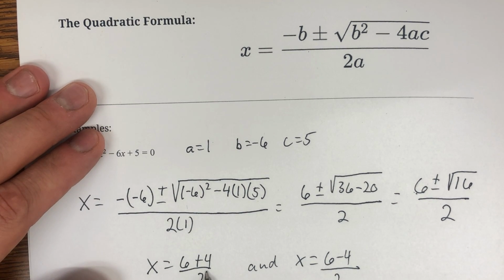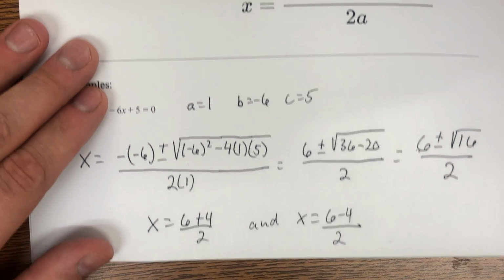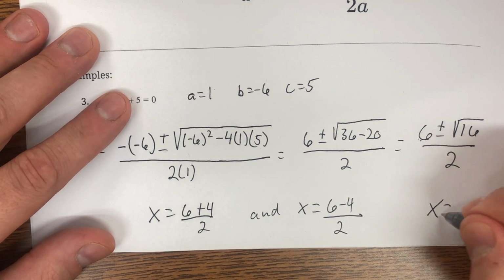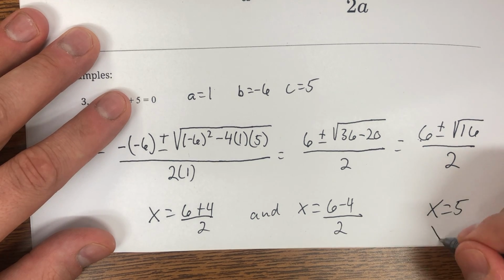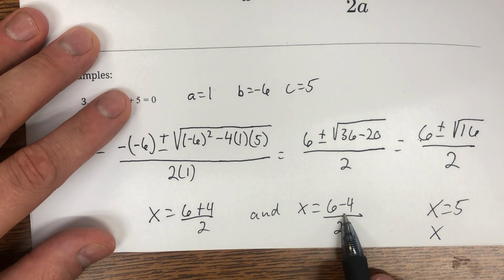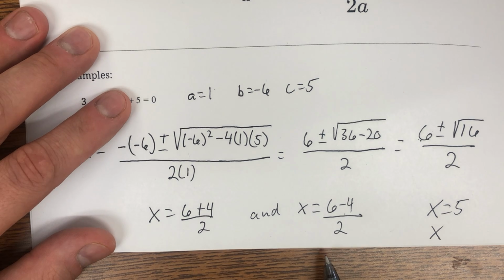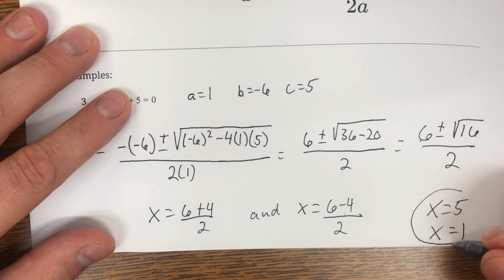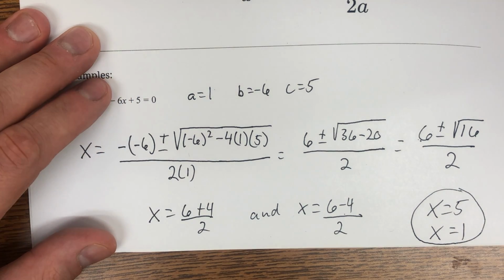6 plus 4 is 10. 10 divided by 2 is 5. So one of our solutions is x equals 5. And the other one, 6 minus 4 is 2, divided by 2 is 1. So our two solutions are x equals 5 and x equals 1.